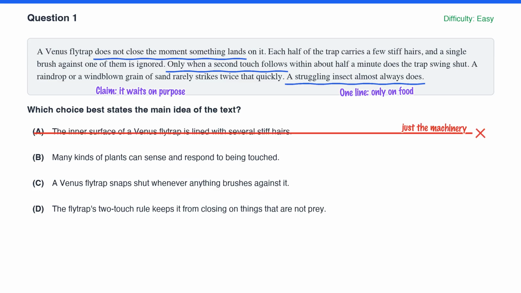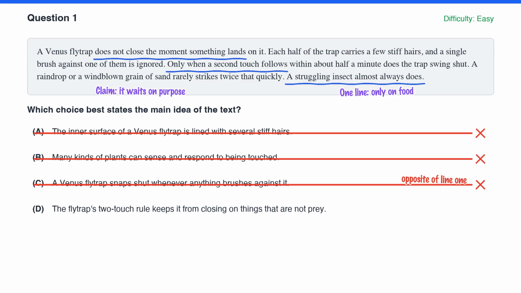Cross it off. B says many kinds of plants can sense being touched. The passage never leaves this one plant, so B is bigger than the text it is meant to summarize. Set it aside. C says the trap snaps shut whenever anything brushes against it. That is the exact thing the opening line denies.